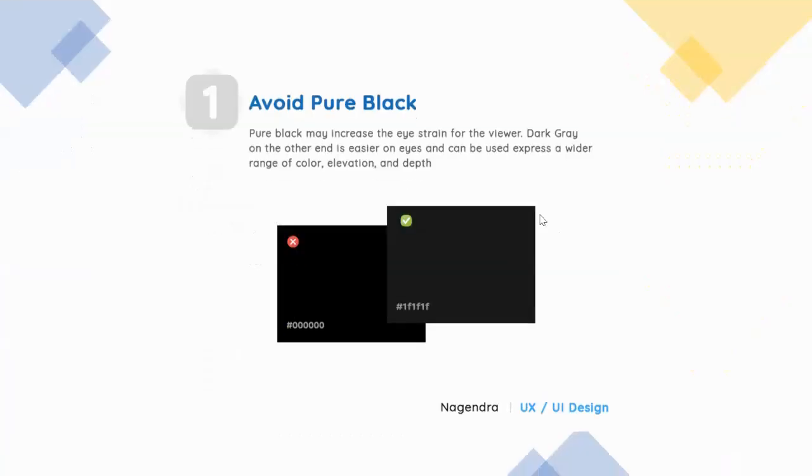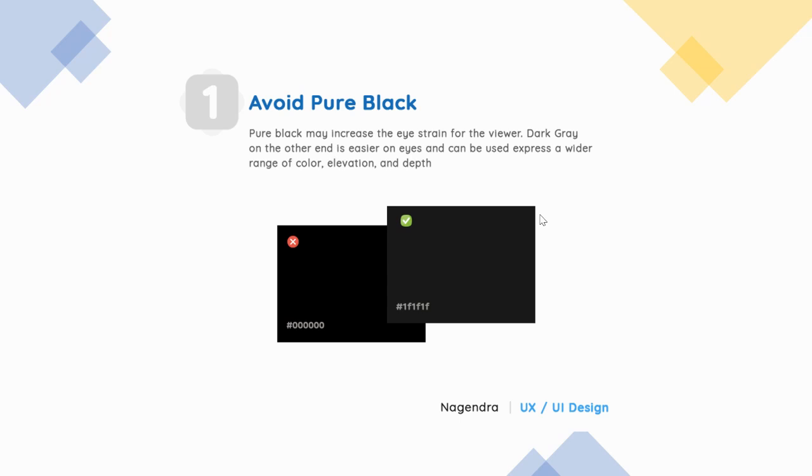The first one is avoid pure black. A dark theme doesn't have to be pure white text on a pure black background. In fact, that high contrast can be painful to look at, so use dark gray as the primary surface color rather than true black. True black, as you can see on the screen in the two rectangles, has the code 000000.